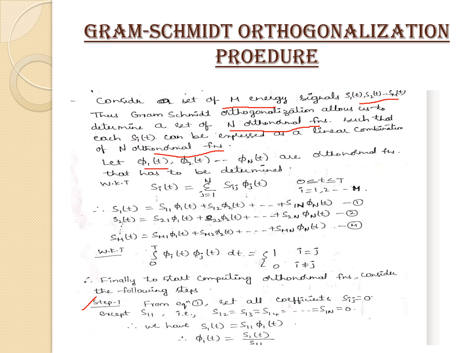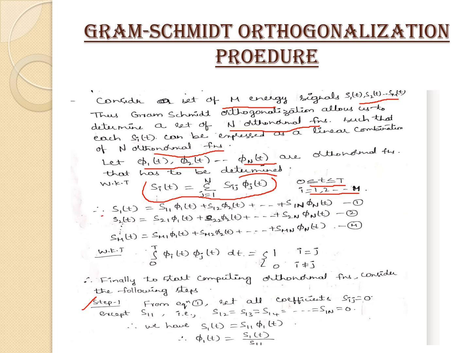Let phi 1 of t, phi 2 of t, and so on till phi n of t be the orthonormal functions that have to be determined. Here we know the formula that Si of t is equal to summation j equal to 1 to n Sij phi j of t, where 0 is less than or equal to t less than or equal to T, and i varies from 1 to m.